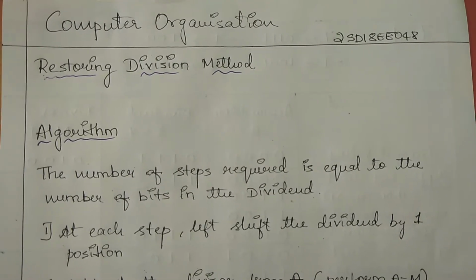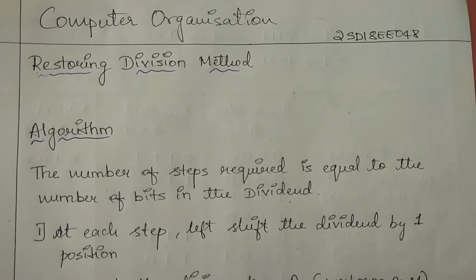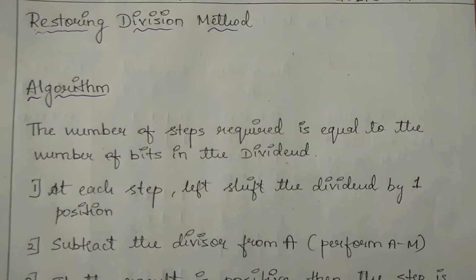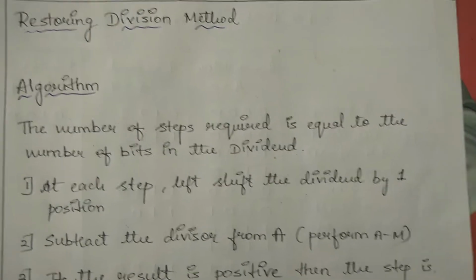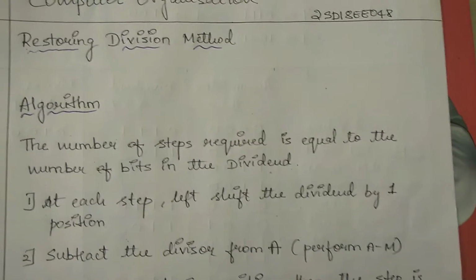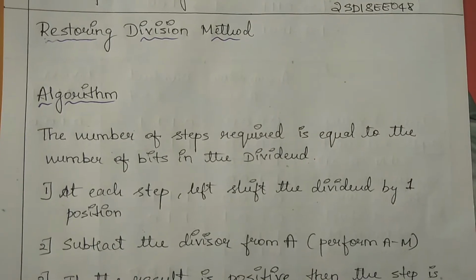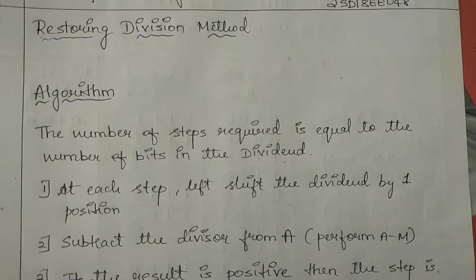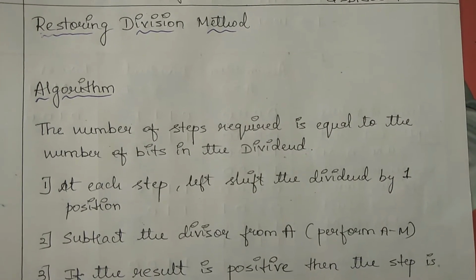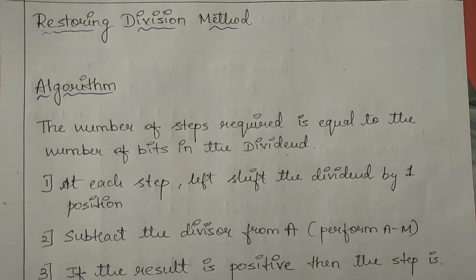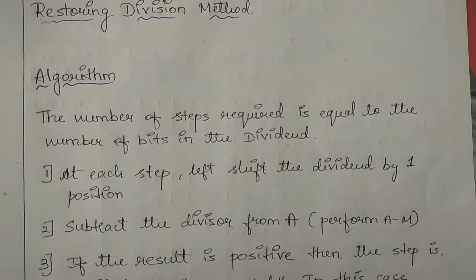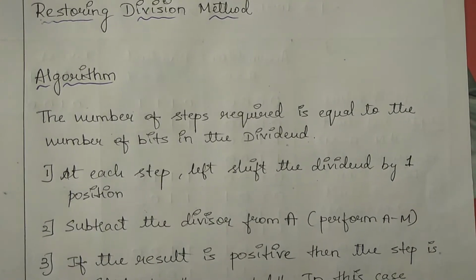So, let's see the algorithm of this method. The number of steps required is equal to the number of bits in the dividend. For example, if we have a 2-bit number, then the number of steps is equal to 2. If we have a 3-bit number, then the number of steps is equal to 3.